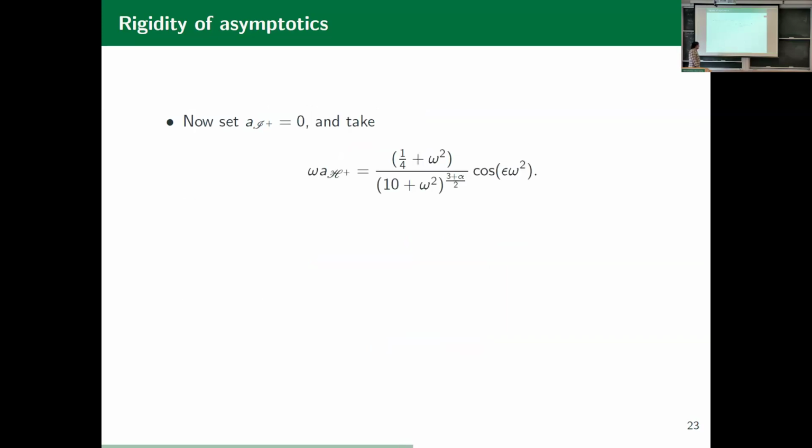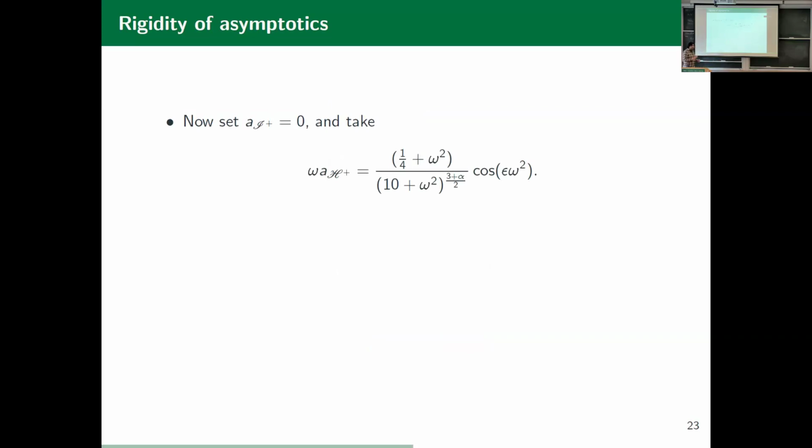Okay, so now I'm going to disprove statement 2. All I need is a counterexample. So I'm going to take omega h plus to be this function. Now the point is the following. I need a function which is holomorphic off the real line, but not integrable on horizontal lines, not in L2.